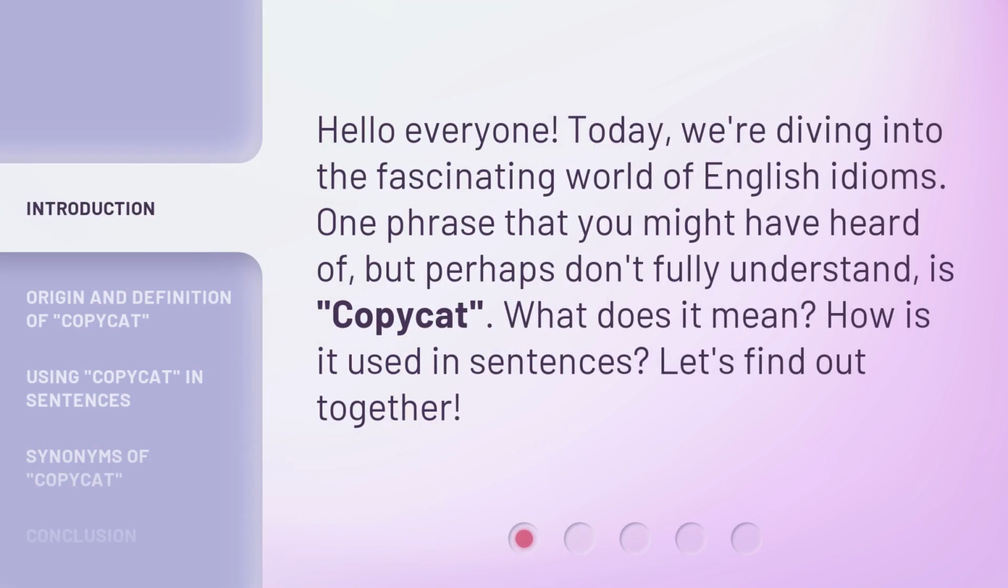Hello everyone. Today, we're diving into the fascinating world of English idioms. One phrase that you might have heard, but perhaps don't fully understand, is copycat. What does it mean? How is it used in sentences? Let's find out together.